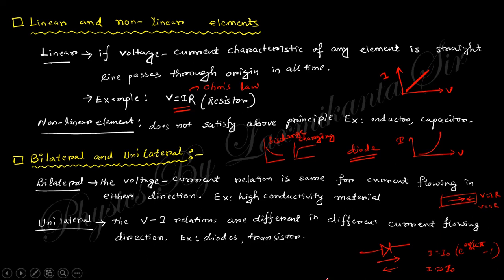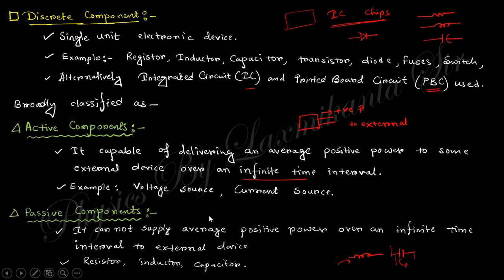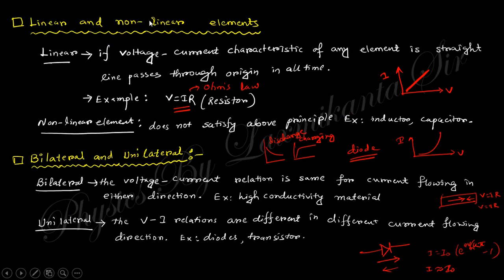So I think it is clear about all this conventional notation, that is, discrete components, not IC. These are two broad classes: active component and passive component. An active component can supply positive power for a long time; a passive one cannot do that. In linear and non-linear, linear is when V equals IR is valid for a wide range; otherwise it is non-linear. Unilateral and bilateral: when it is independent of the direction of current flow, this is bilateral. When it depends, this is called unilateral.